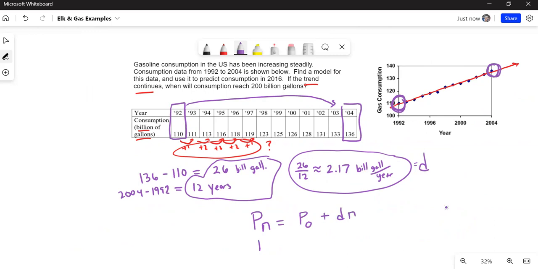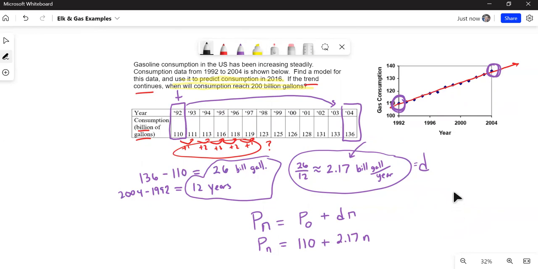In this particular problem, let's go ahead and write the formula first. P naught is where we started: in 1992 with 110 billion. And we've estimated d to be 2.17, times the number of years. If we go back to the problem, it asks, when will the consumption reach 200 billion gallons? It also asks to use it to predict the consumption in 2016. We're going to do both of those. So let's start off with 2016.